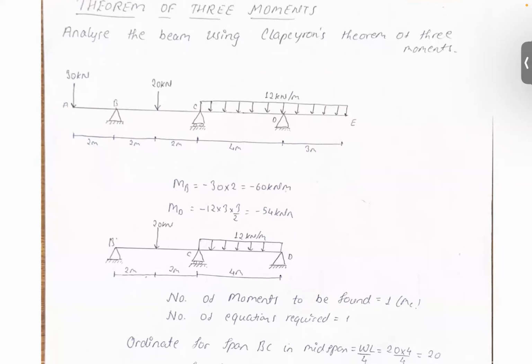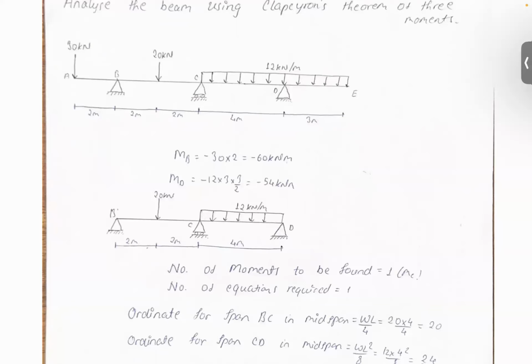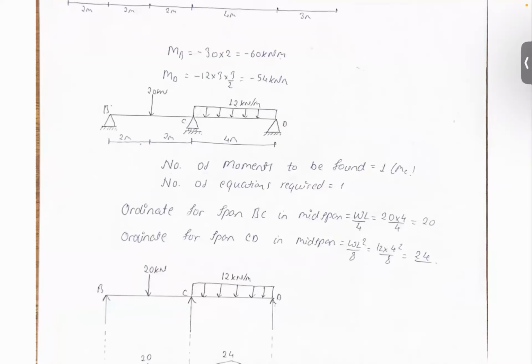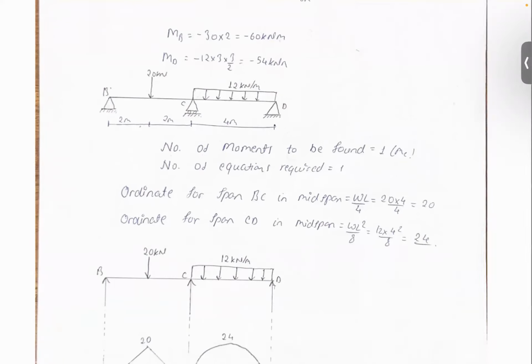So after calculating the moments, we can reduce the beam to the form BCD, where B and D are at pin supports and C is on the roller support. Since the moments at B and D are found, we have to calculate only the moment at C. So the number of equations required is equal to 1.